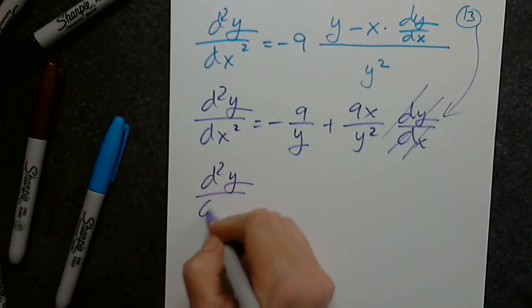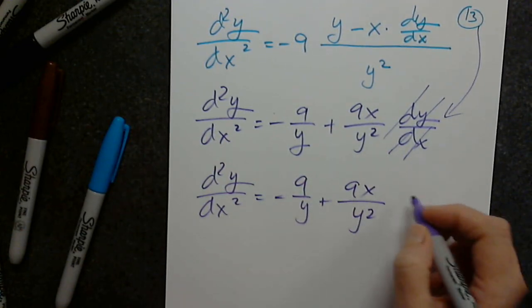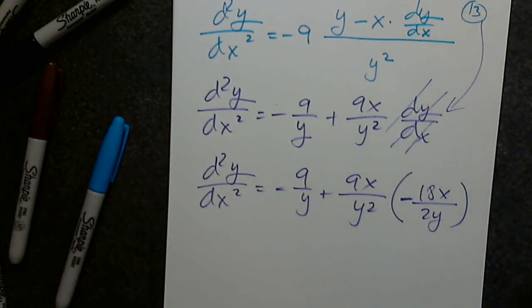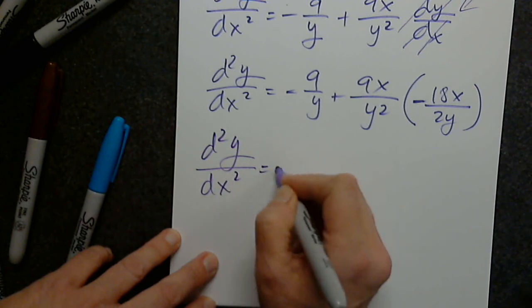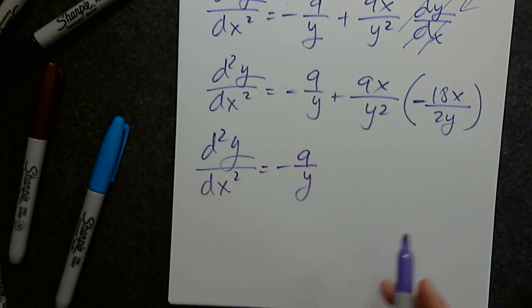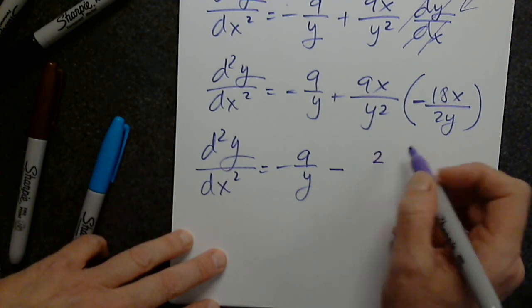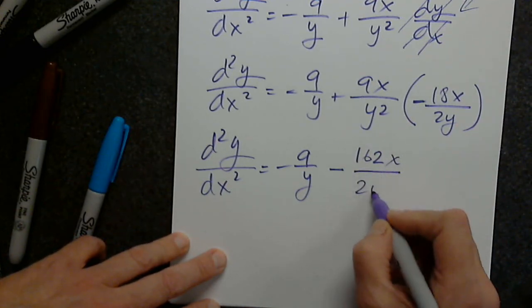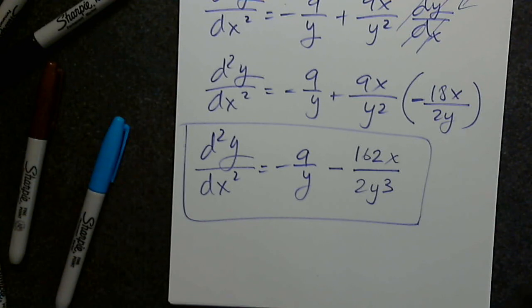So d2y over dx2 is negative 9 over y plus 9x over y squared times negative 18x over 2y. And I have to simplify it as much as I can, if any. Negative 9 over y minus x over 2y cubed. Is this what we wanted?